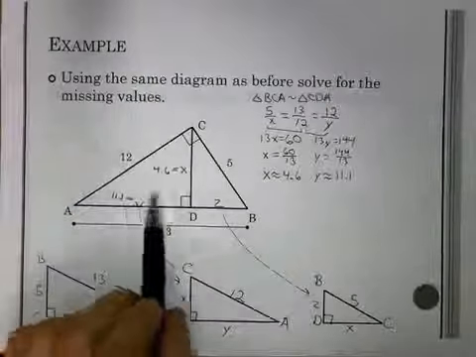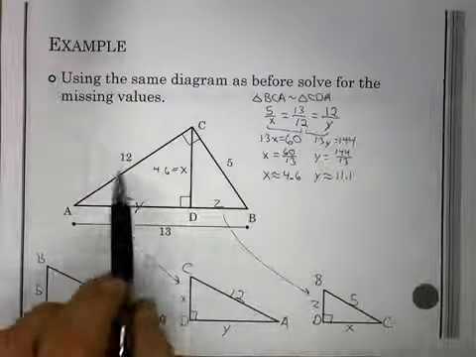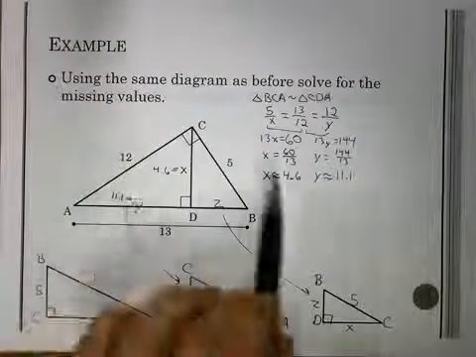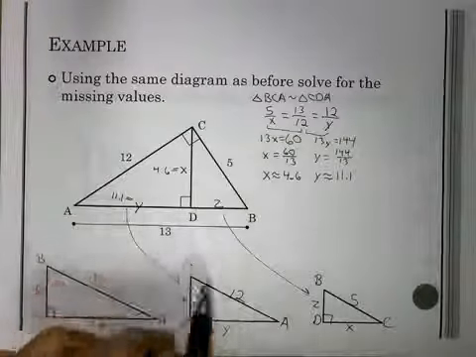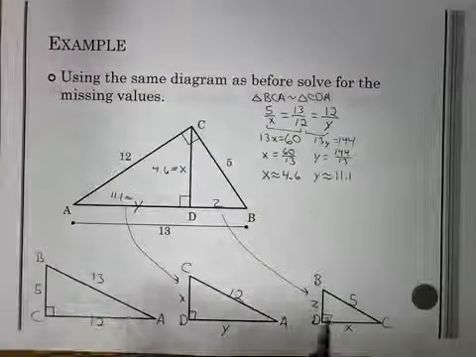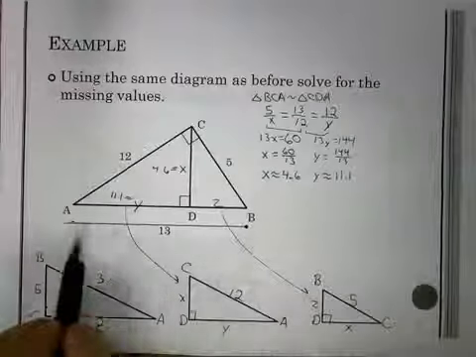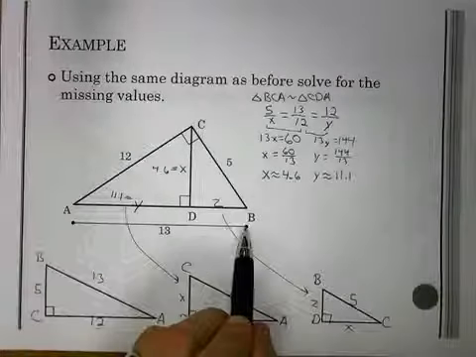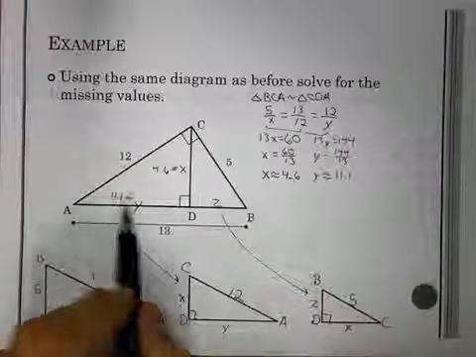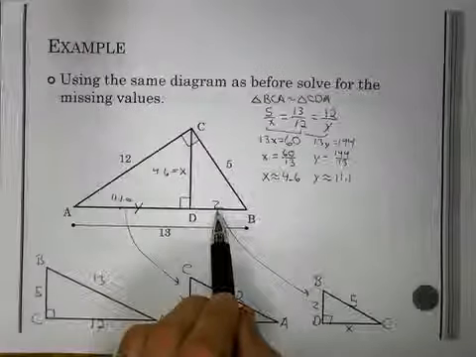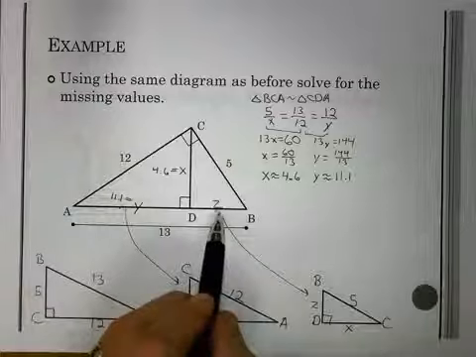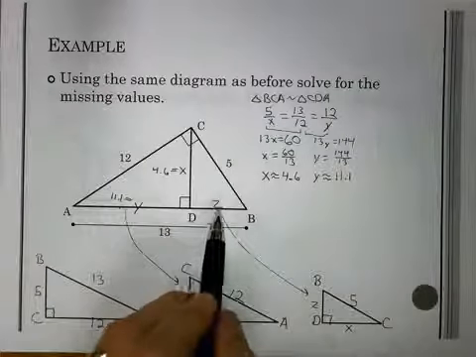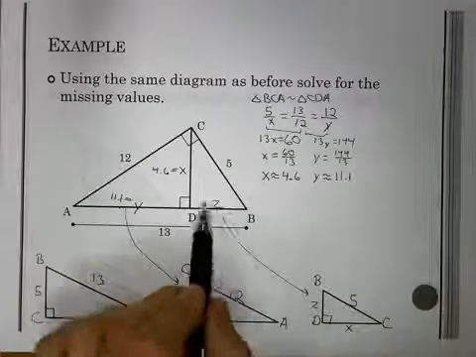So far, I know X is 4.6, Y is 11.1. Notice these values were a part of this left piece, this left triangle, which I could use with the big triangle to find them. Now, before we find Z, let's just think for a minute what it could be. I know 13 is the entire length. This is 11.1. So how much is left for Z? Well, I'll do some quick subtraction. 13 minus 11.1 is 1.9. So hopefully Z comes out to be 1.9.